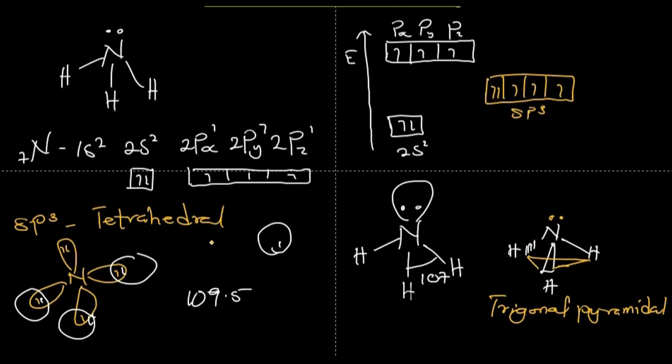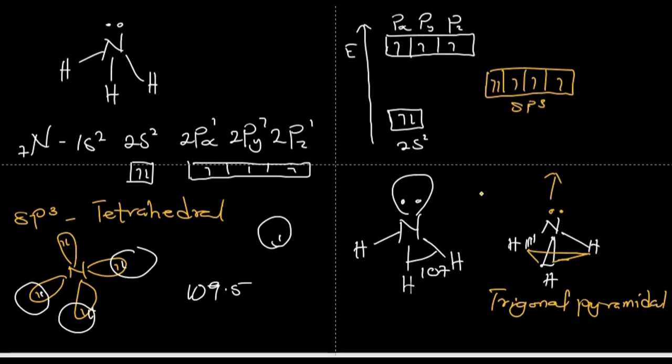And notice that there's going to be a dipole moment because we have the nitrogen, which is much more electronegative than the hydrogens. And so we're going to have a dipole moment going. All right, so that is how we can account for the hybridization in nitrogen when we are talking about ammonia.